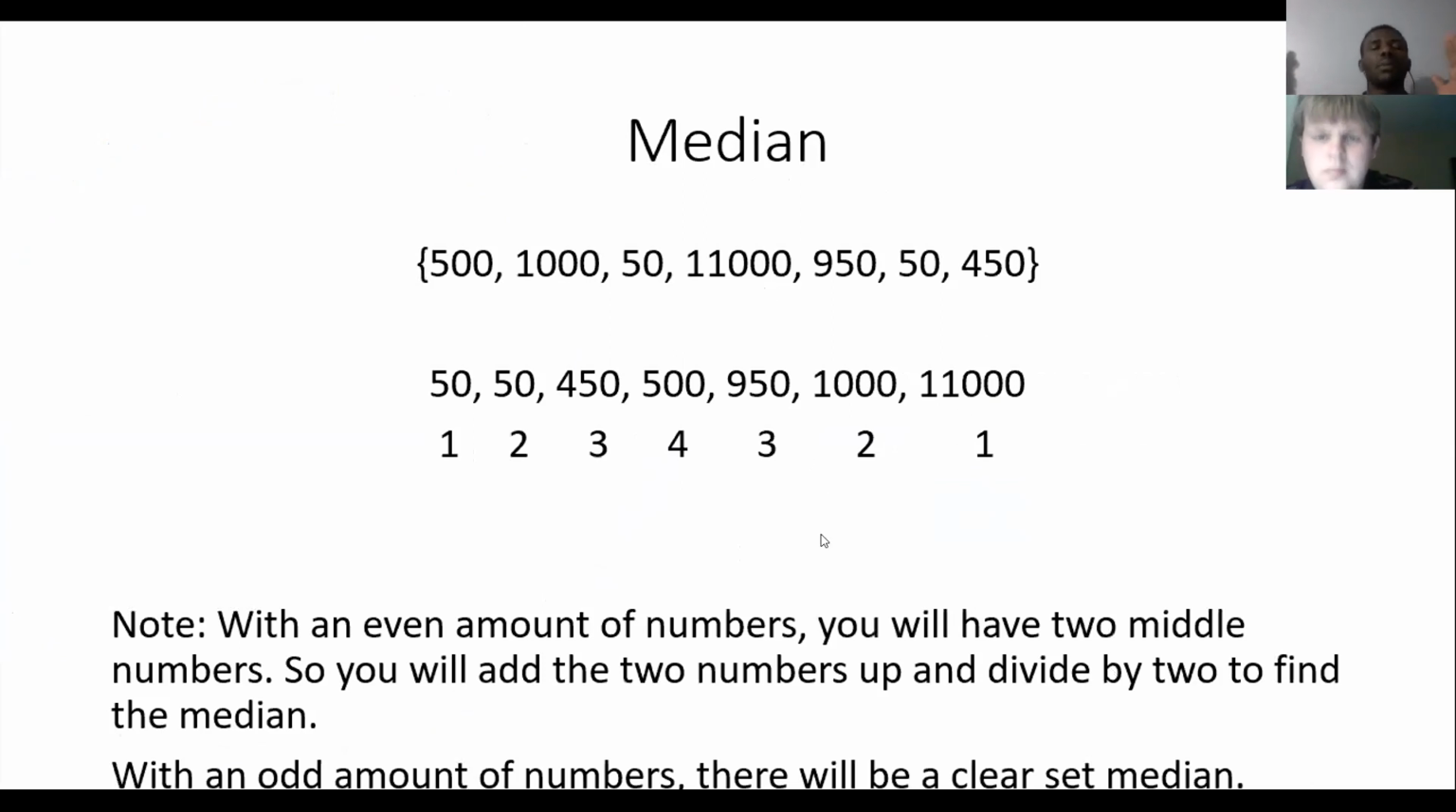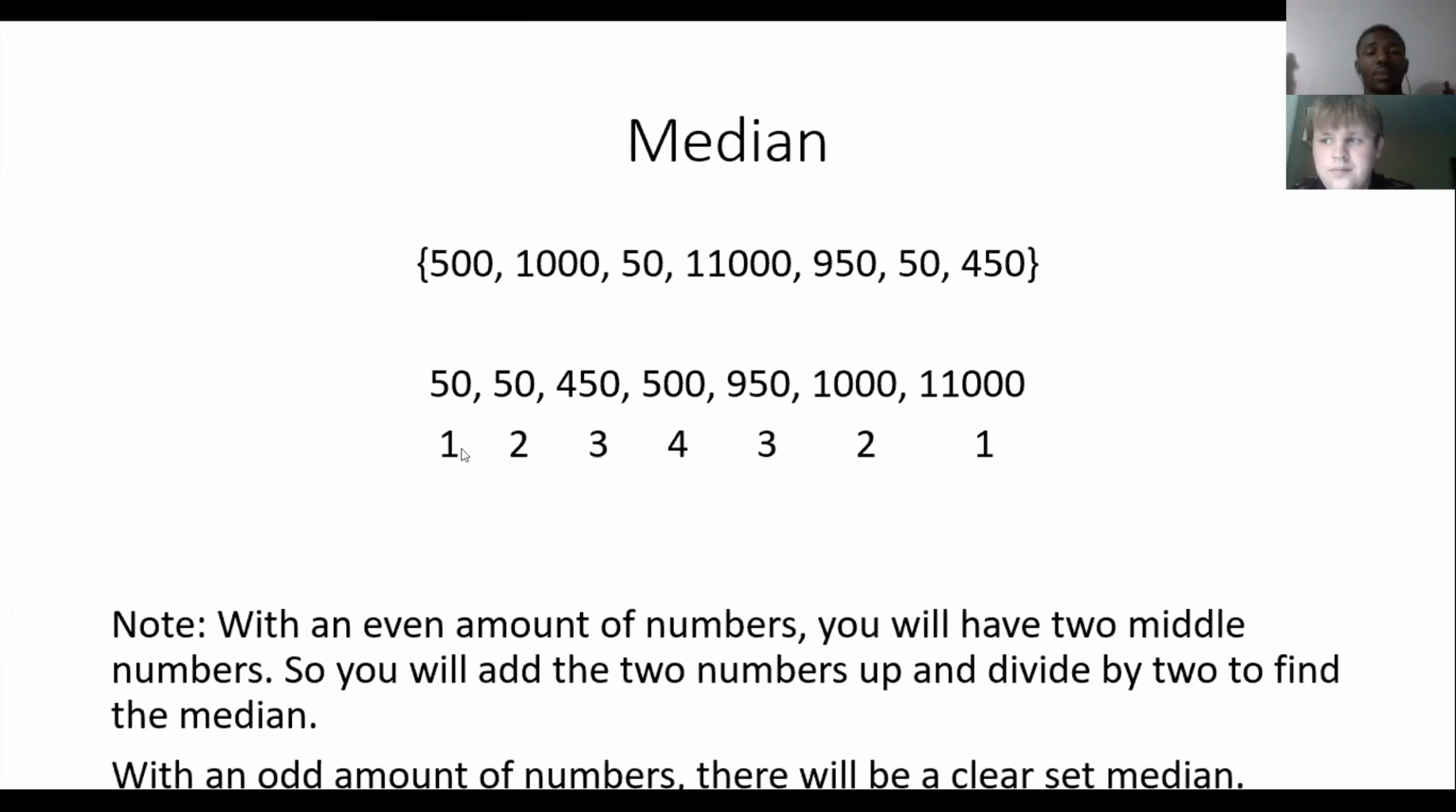So the median, as I was talking about, if you would go from the left to the middle and then from the right to the middle, I showed you how I would do it. You put your 7 numbers in numeric order. So I did 50, 50, 450, and so on. And as you can see, I started on the left and on the right at the same time. I started right here with 50.